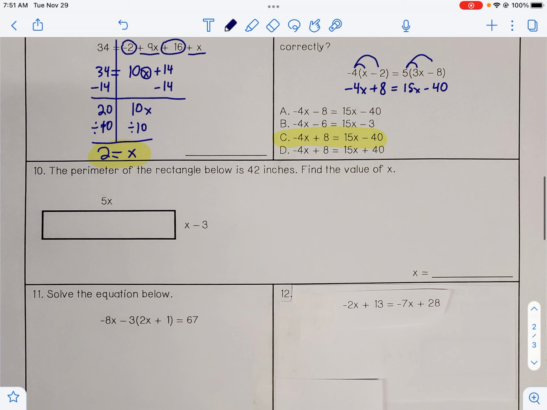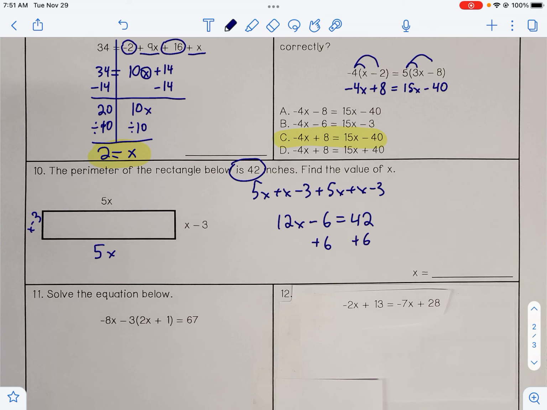For number 10, it says the perimeter of the rectangle is 42 inches. To find the perimeter, we need to write down or mark all of the sides and then combine them together. So 5x plus x minus 3 plus 5x plus x minus 3 all combined together to make 12x minus 6. We know the perimeter is 42, so we know 12x minus 6 is equal to 42.